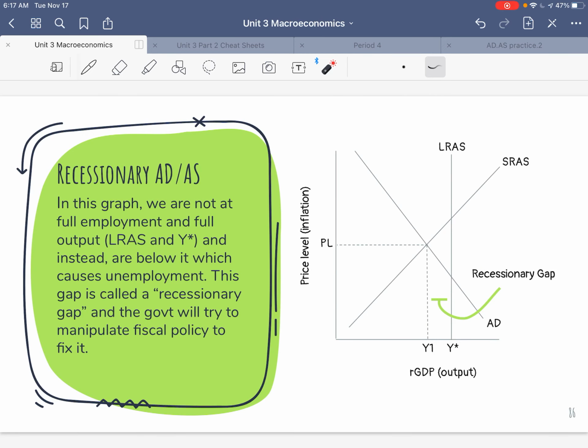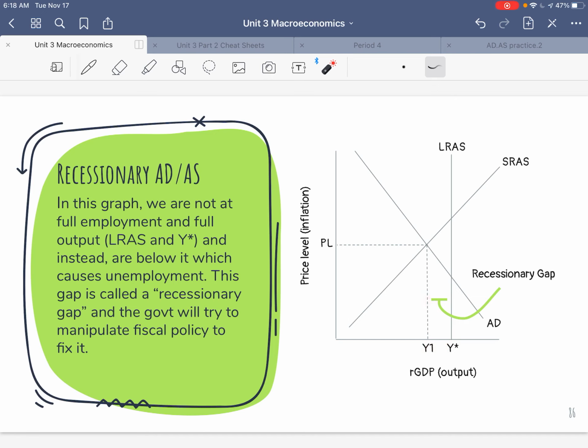So this is what the graph would look like if our country was in a recession. So our country is where the SRAS and the AD meet, this equilibrium right here. And price is here and output is here. But we aren't hitting the full employment curve. We aren't hitting the perfect amount of output, the LRAS curve. Instead, we are below it. Our equilibrium is below it. That means that this many people don't have jobs. And we call this a recessionary gap.